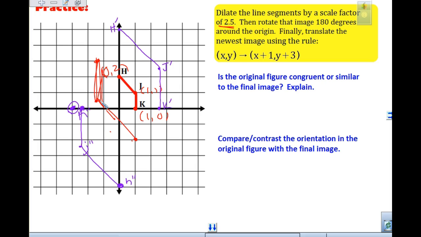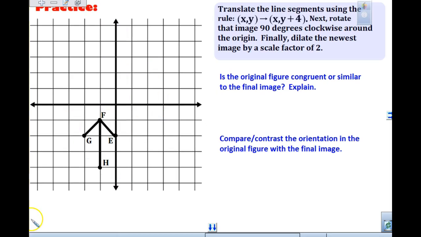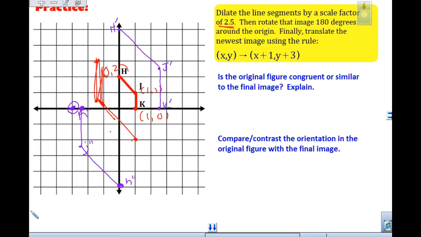All right, so here is what you are looking at in your homework. We're not going to do this one. Oh, wait, we got to answer the question. Congruent or similar? They're neither. This is our symbol for similar. Why similar? Because it's a size change.